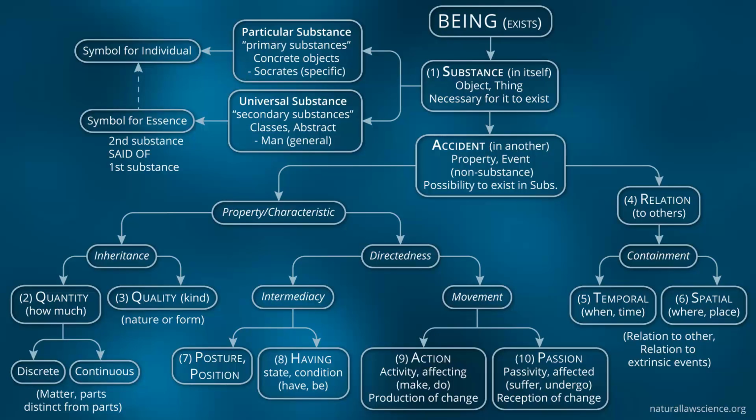Now, apart from inheritance, we have directedness. And from directedness and direction is intermediacy, which is your own posture and position, or having a state or condition that the substance is currently in, which can change. It can be in motion or not in motion. It can be tilted or not tilted, at an angle or not an angle. And the other directedness is movement.